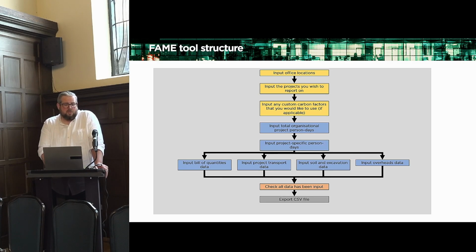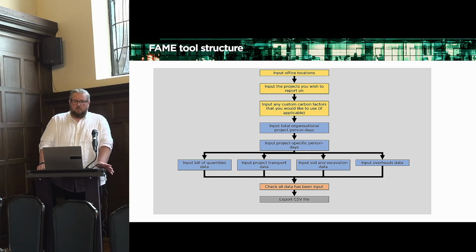Again, looking at it on a project basis, you are inputting the total organisation project days. We are setting a forecast at the start of the project, covering your bill of quantities, transport data, soil and excavation, and your overheads, like your electricity, things like that, for office spaces. You've then got various data checks to make sure that's complete, and then click go. It's all macro driven, and out the other end pops the CSV file with your project level or group level carbon footprint, depending how you're doing it.